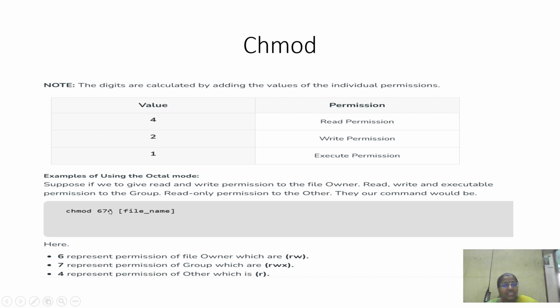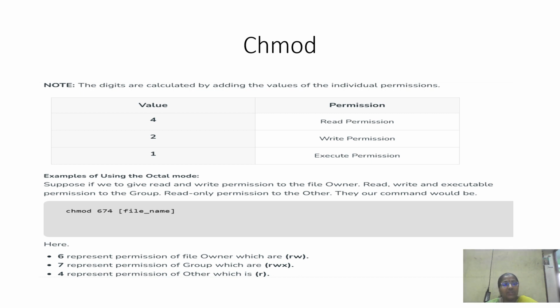So this 6 denotes the permission for the owner. So 6 means what? The owner has 4 plus 2 in the octal. So the owner has the permission to read and write this file. The next digit is the permission for the group. So 7, it will be 4 plus 2 plus 1. So the group has all the permissions: read, write and execute.